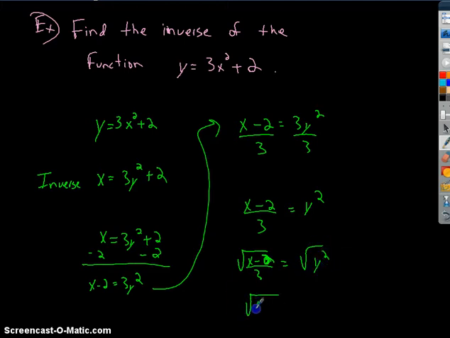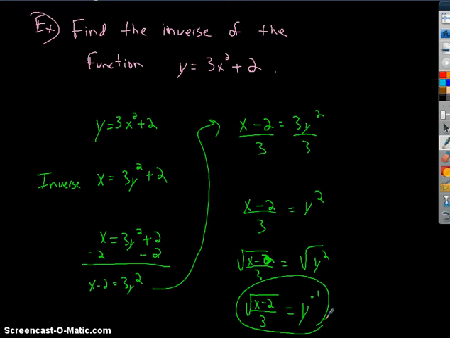So the square root of (x − 2)/3 equals the inverse. So I can know it's the inverse and put y to the negative 1. That way I know it's not the same thing as the original y. So this is it. They should be inverses. So let's go graph it though, just to make sure.